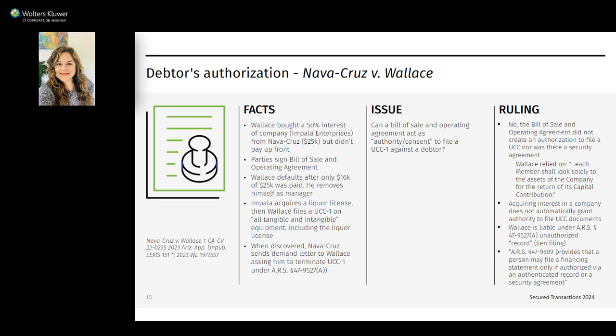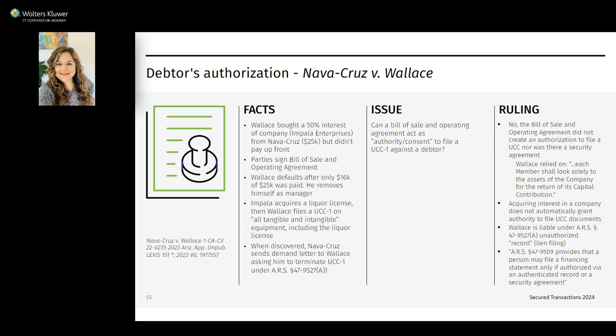Now, by the way, this is an unpublished opinion in Arizona. There was no legal precedent in terms of whether a member of an LLC has the right to file a UCC-1 against the LLC for his investment. Basically, he's trying to get his $25,000 or $16,000 back. He's not going to get the $25,000 because he didn't pay it all. Well, the judge said no.